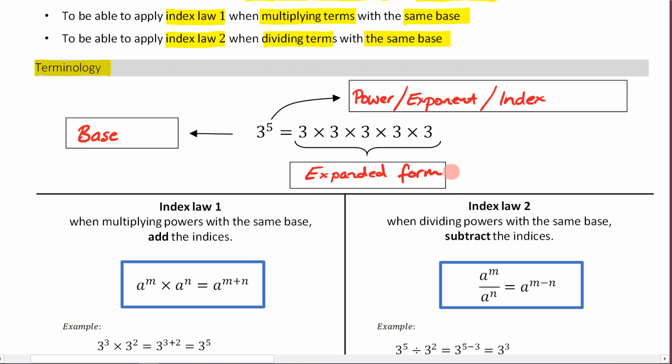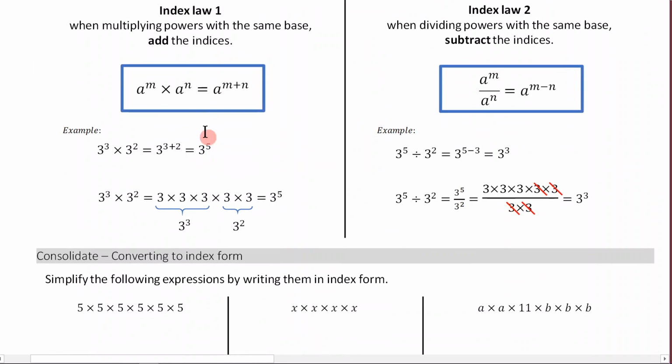Perfect. Now, what we're going to be learning in this lesson is index law 1 and index law 2. Index law 1 tells us when multiplying powers with the same base, add the indices. So in this case, a raised to the power of m times a to the power of n, what you would do is you would add together the indices. And here's an example of that there. Index law 2 tells us when dividing powers with the same base, subtract the indices. So here we have a to the power of m divided by a to the power of n, and we're subtracting the indices. And here again is an example.